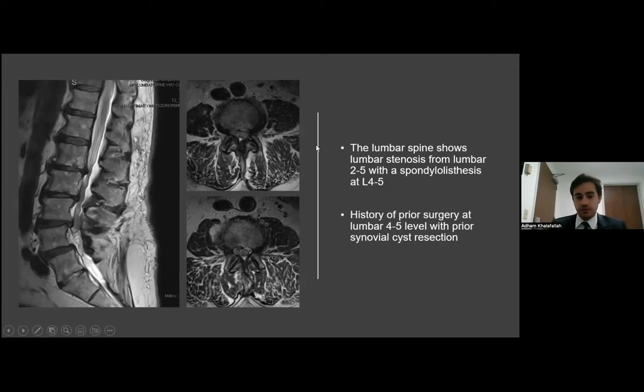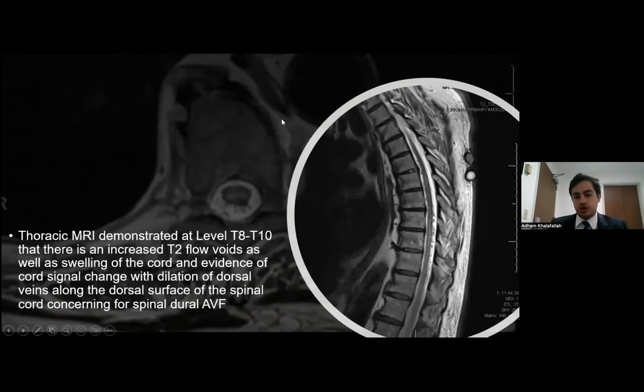Seems like a very classical case, but as we go on, the patient also had an MRI of his thoracic spine, which is more interesting, given that the patient had T8 to T10 flow voids, as well as swelling of his cord and evidence of cord signal change, all of which led to a diagnosis of a questionable spinal dural AV fistula, which we're going to learn more about as we go on.